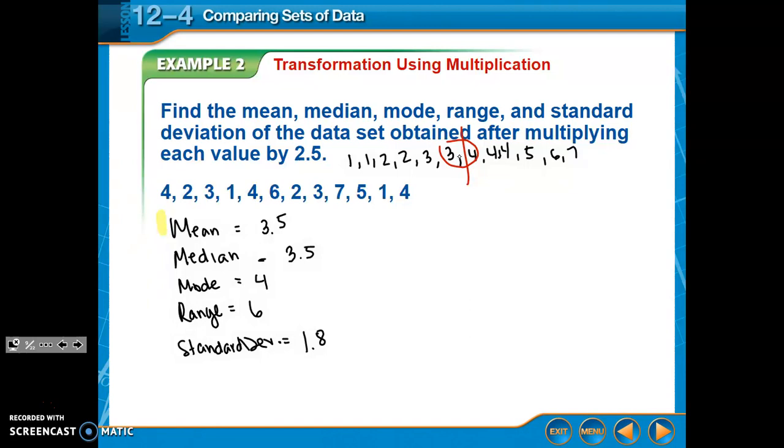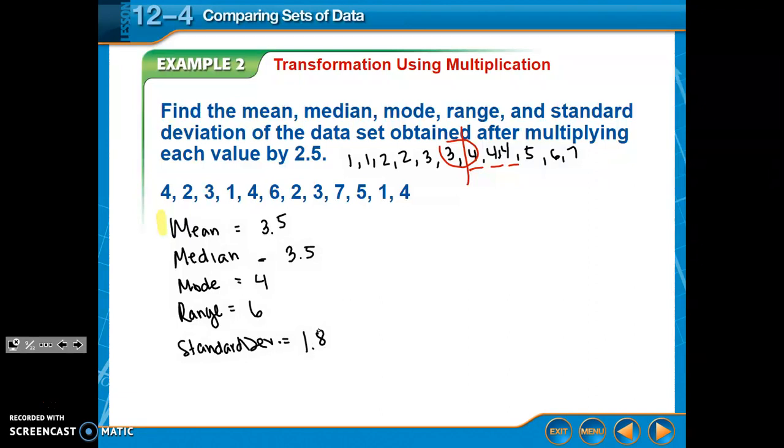So 3.3 and 4 gives me 3.5 for the median. My mode is the number that occurs the most, which is going to be 4, because it occurs 3 times. And my range is the difference between 7 and 1, which is 6. And the standard deviation I calculated from this data on a statistics calculator. So it's going to be 1.8.